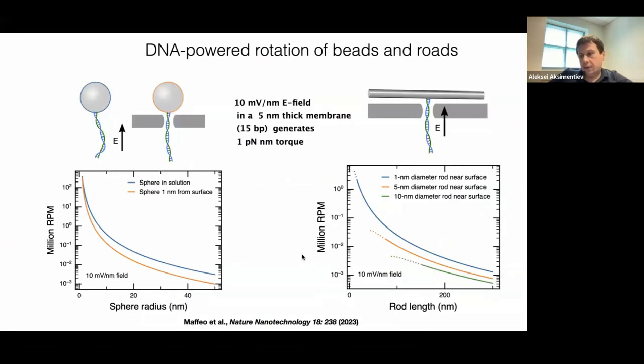So we did some theory calculations to show that the torques that we produce in nanopore systems are strong enough to generate rotation of much larger loads, such as spherical particles or rod-like objects. And of course, the larger the rod, the more drag it has and the lower the speed of its rotation. But still, for a reasonable size system, we can obtain rotations of 100,000 RPMs at experimentally feasible electric fields.